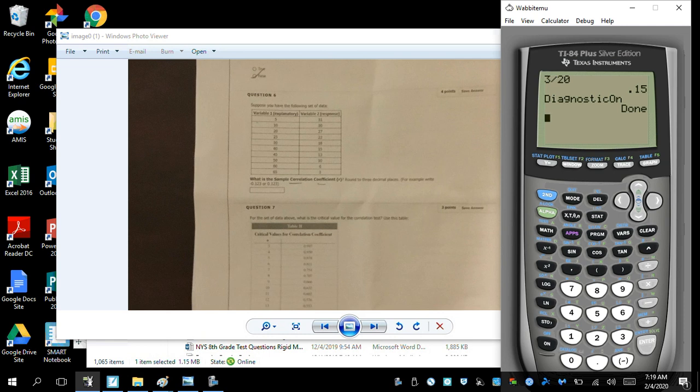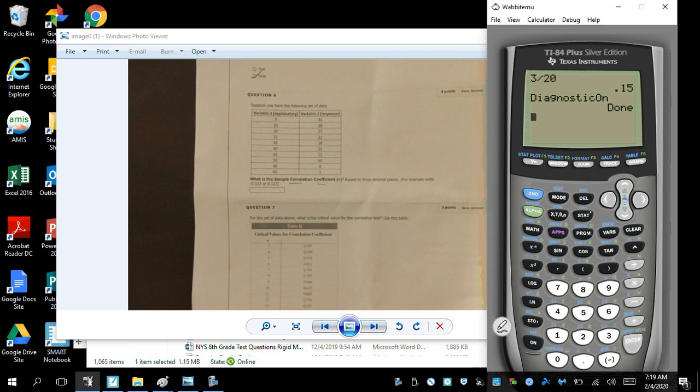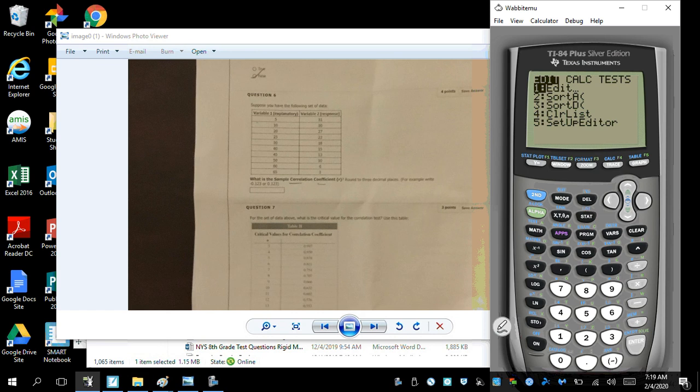So to enter the data, we're going to have to go to stat right here. Stat, and then we're going to edit the first one. Okay. So variable 1: 5, 10. Sorry, you have to watch me punch in all these numbers. 20, 25, 30, 40, 30, 40, 50. I hope that's 60.